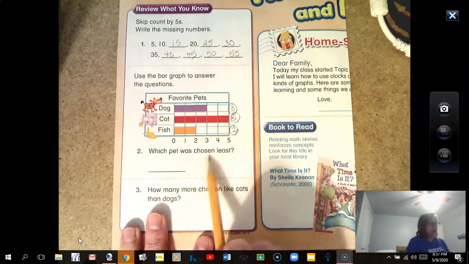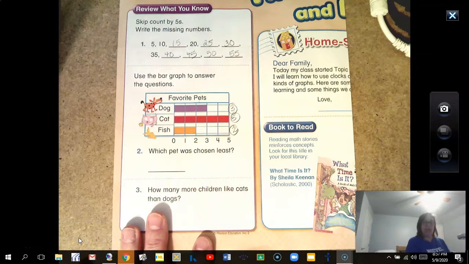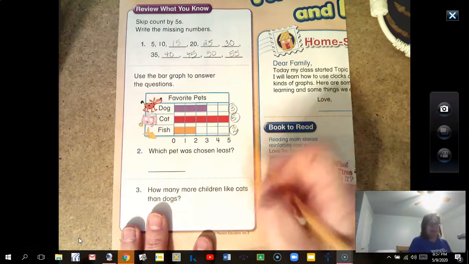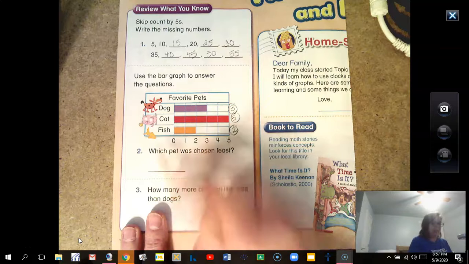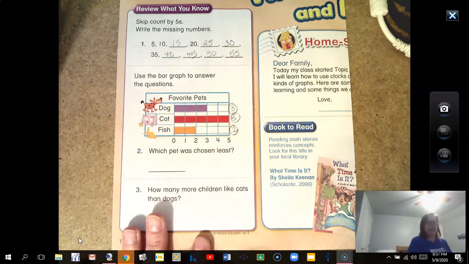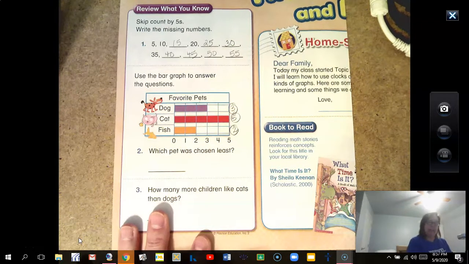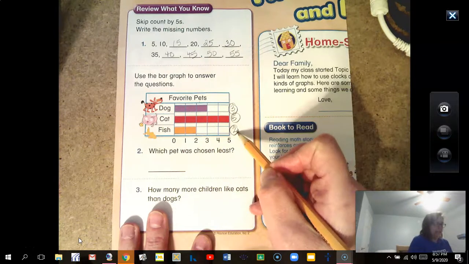Which pet was chosen least? Least, the lesser amount. Well, look at the colors. Which one has a bar that happens to be the smallest or the shortest? So that would be fish.